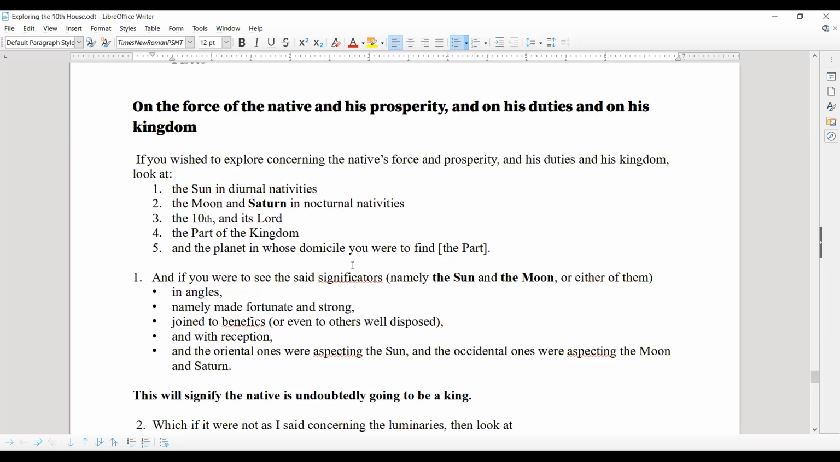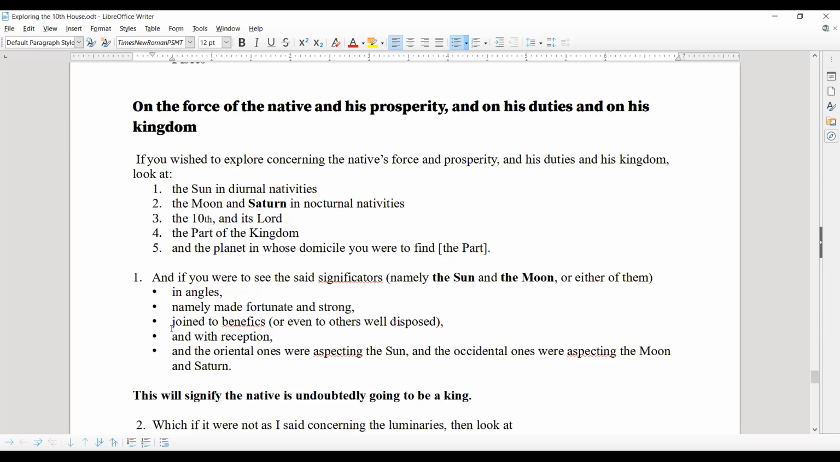But the very first thing that shows you if the person is going to attain to really, really high rank is if the sun and the moon, or either of them, are in angles, made fortunate or strong. What does that mean? They're in angles, we know what that means. Fortunate or strong means the sun is in Leo or Aries, moon is in Cancer or Taurus, right?